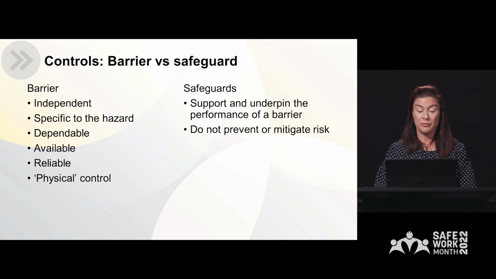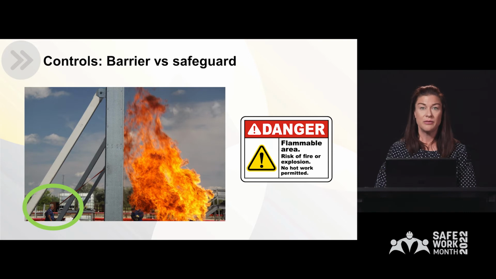Safeguards are also a type of control that support and underpin the availability and performance of barriers. Safeguards cannot meet all of the criteria to be a barrier. In this sense, safeguards can be degradation factor controls in a bowtie analysis. Here is a simple example to explain these concepts.